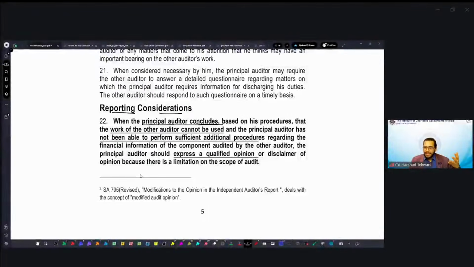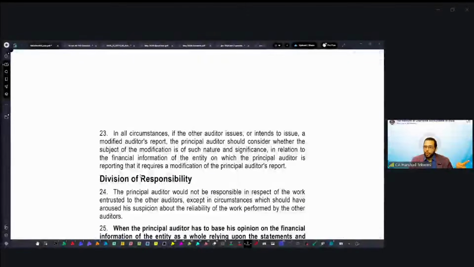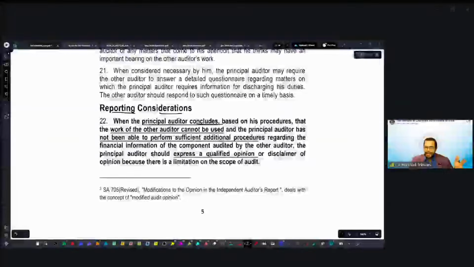Means if there is something because of which he is not able to give the appropriate opinion on the consolidated financial statement, he should issue a qualified opinion. That is what is happening, that he is not able to use the work of another auditor because they are also not able to get anything. Because of this limitation on the scope of audit, he should either express a qualified opinion or disclaimer of opinion. That is what is happening in this particular scenario.